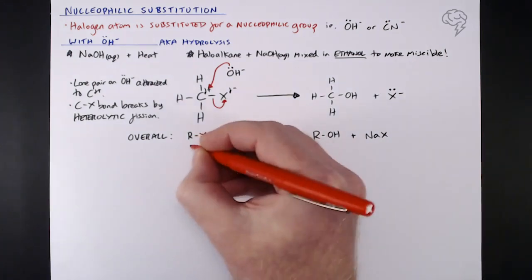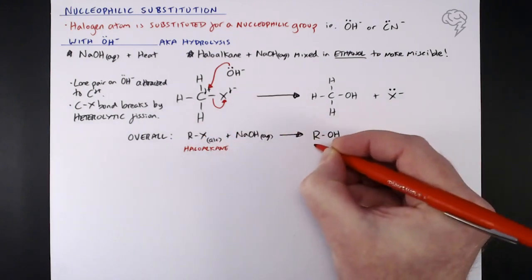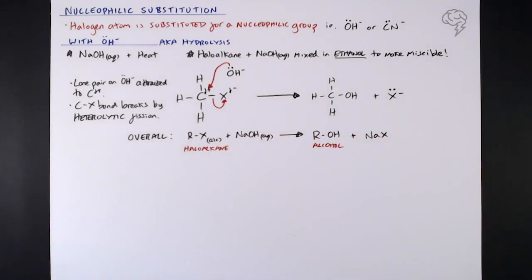And again, overall, we're turning a halogenoalkane or haloalkane into an alcohol. So that mechanism there, really straightforward, just one step that we need to know, but being very specific with your charges, your lone pairs, and of course your curly arrows.